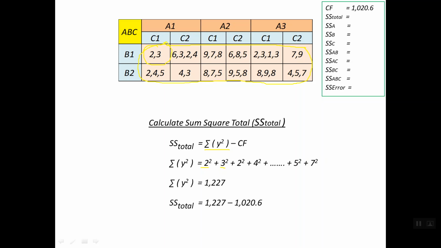So now we can calculate the SS total. This is the summation of the squares of the observations, and this is the value of the correction factor. So we get the value of the SS total to be 206.4. So this is how to get the value of the SS total.